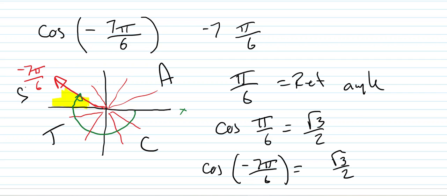So in the second quadrant, sine and its reciprocal cosecant are positive, and everything else is negative. So cosine is negative, so we need to make this negative. And so there is our final answer, negative radical 3 over 2.